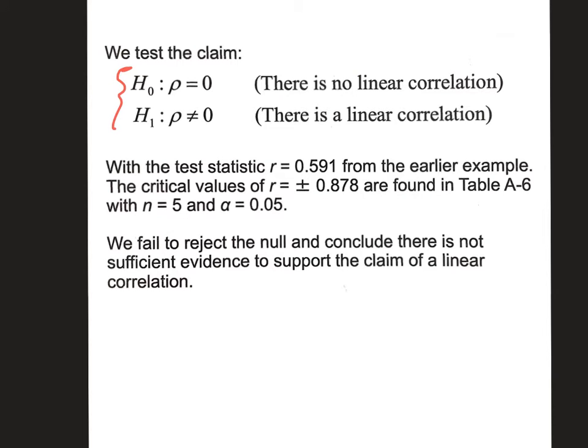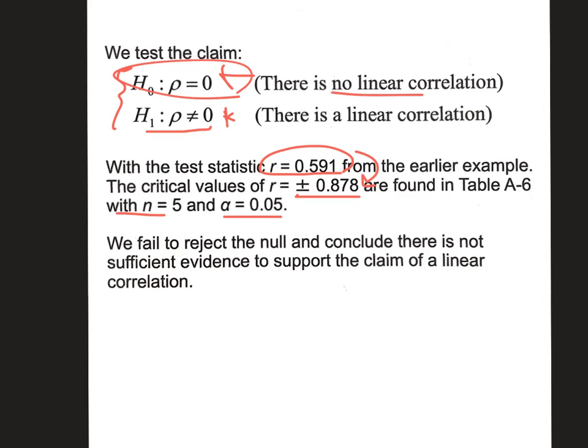All right, so here's my claim. H0 is always rho equals 0, means there is no linear correlation. And my claim is that there is a linear correlation. So there's our test stat, 0.591, and I found the critical values, which are plus or minus 0.878, and n was 5, there's my significance level. Because my R does not fall past my critical value, it does not fall in the rejection zone, I would fail to reject the null, and I would conclude there's not sufficient evidence to support the claim of a linear correlation.